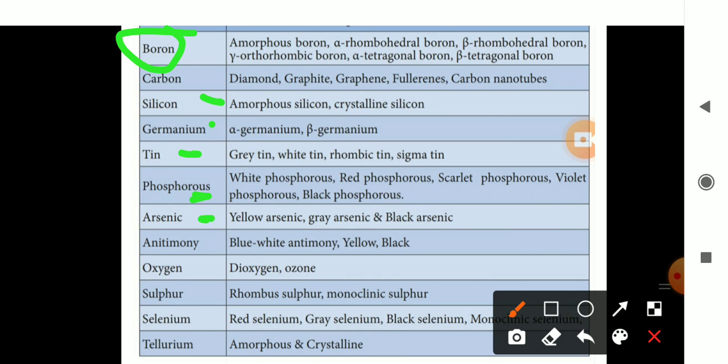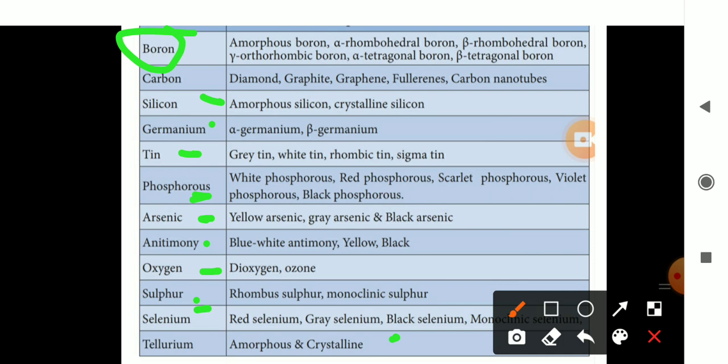Then for arsenic, yellow arsenic, grey arsenic, and finally black arsenic. For antimony, blue white antimony, yellow antimony, and black antimony. For oxygen, as we have seen in the previous slide, there are two allotropes: dioxygen and ozone. For sulfur, the allotropes are rhombic and monoclinic sulfur. For selenium, the allotropes are red selenium, grey selenium, black selenium, and monoclinic selenium. For tellurium, there are two allotropes: amorphous tellurium and crystalline tellurium.